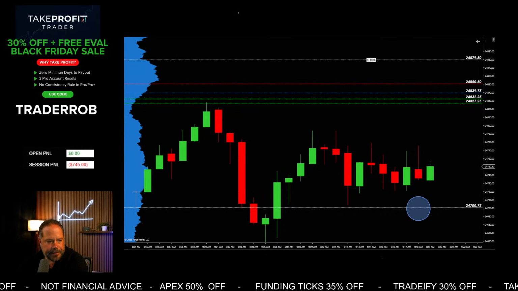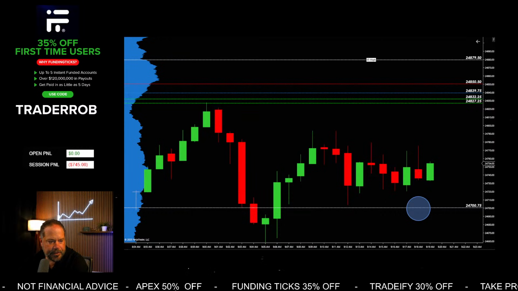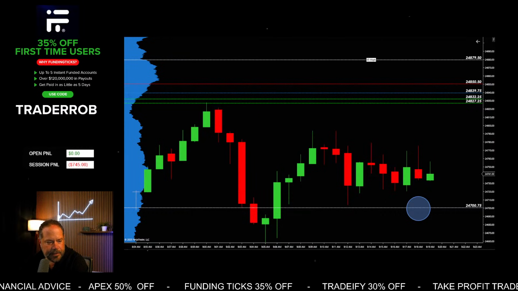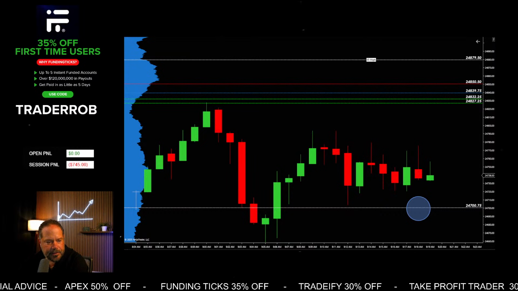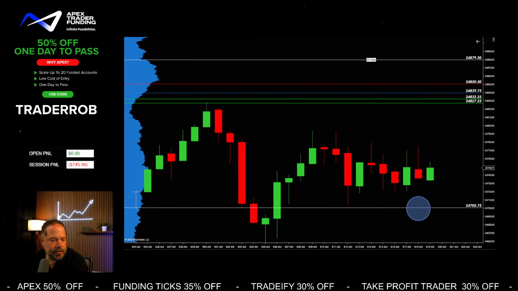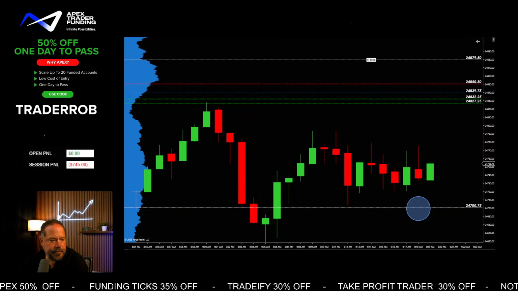Fear and Greed Index. Extreme Fear, 13. So what do they say? You buy when you have extreme fear, and you sell when you've got extreme greed. That's what they say.